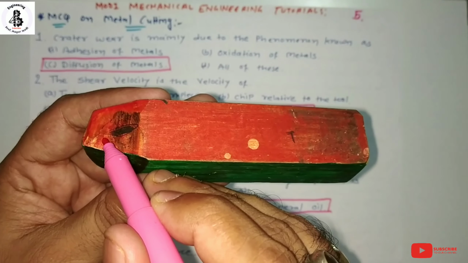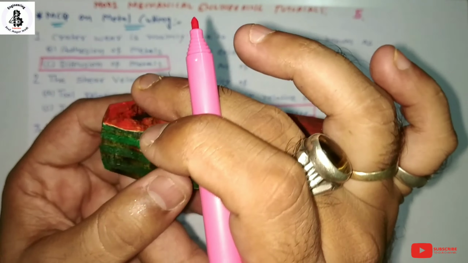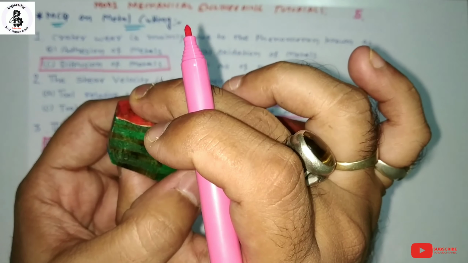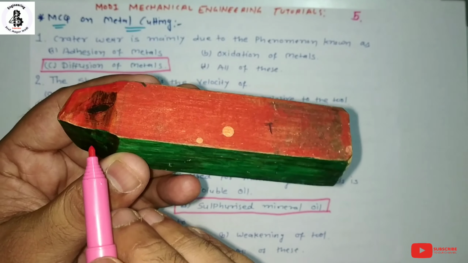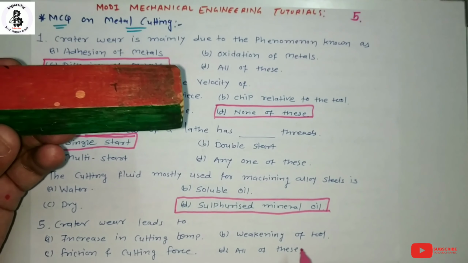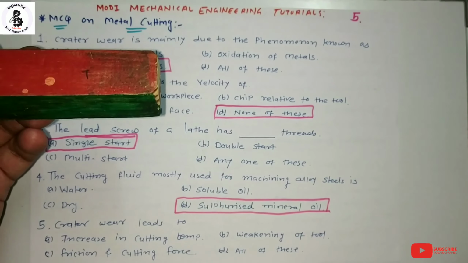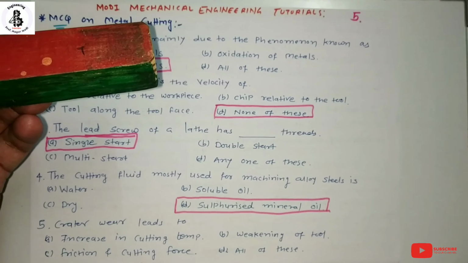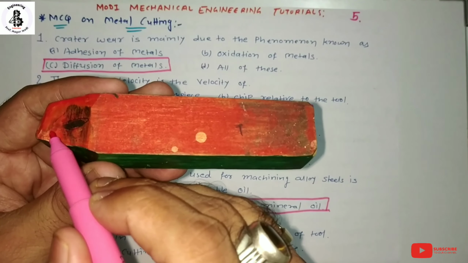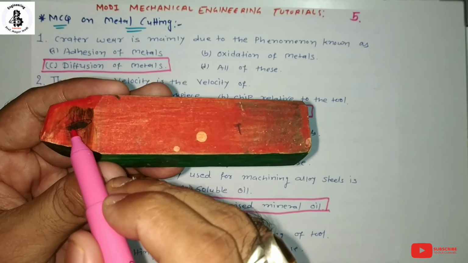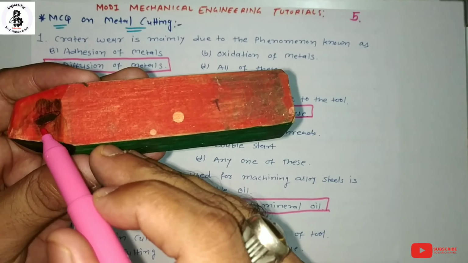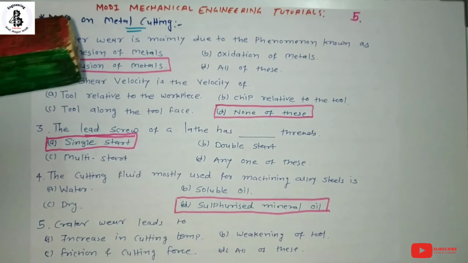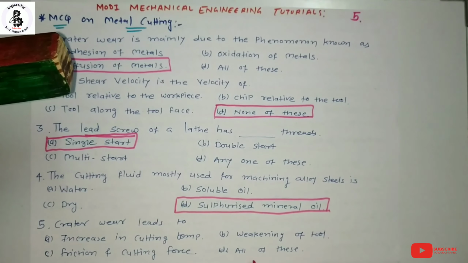So by that crater wear, that will be reducing that length. So according to that, the weakening of the tool is also possible. And third one, friction and cutting force. Due to the continuous flow of the chips onto the rake face, that will also develop friction and cutting force. So option C is also possible, and D, all of this.